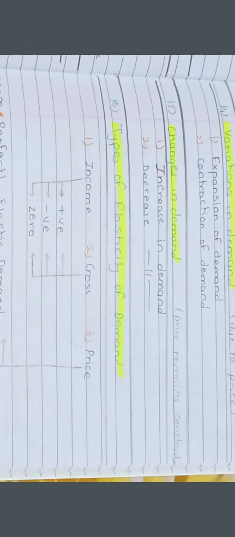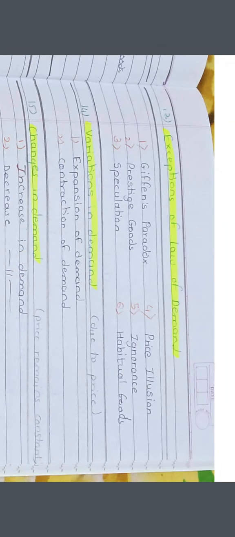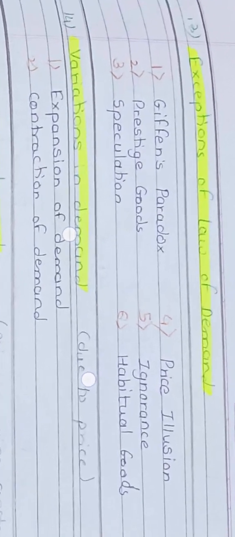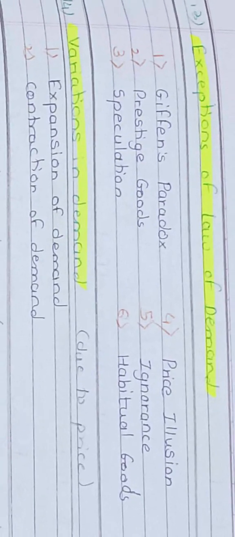Exceptions of law of demand. Giffen's paradox, prestige goods, speculation, price illusion, ignorance, and habitual goods.